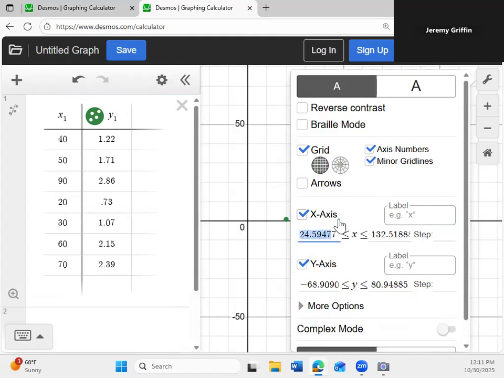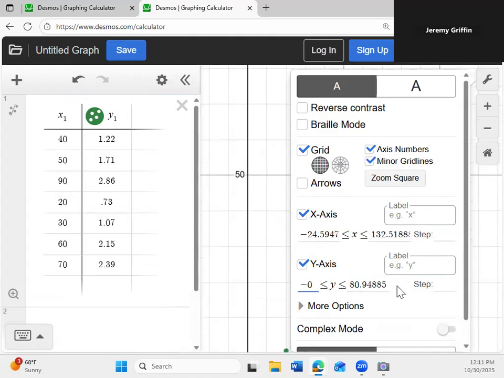Will it squeeze the whole axis? Yeah. Well, actually, I want to change the y-axis, I think. So if I change this from 0 to, let's see, it goes up to maybe 3.